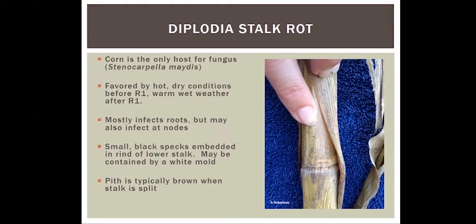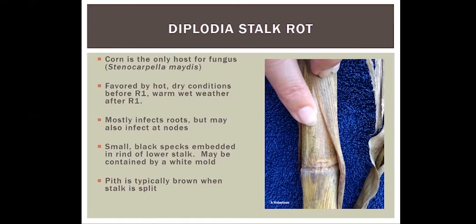So there's two potential pathogens out there. Diplodia macrospora is the other one. Now this is a disease that, just like a lot of our other stalk rots, hot, dry conditions before R1, then you get the warm, wet weather after R1. That's when you're going to start to see this disease popping up. It's going to be infecting through the roots, but this is very similar to Colletotrichum or Gibberella, that it can also infect at the nodes.